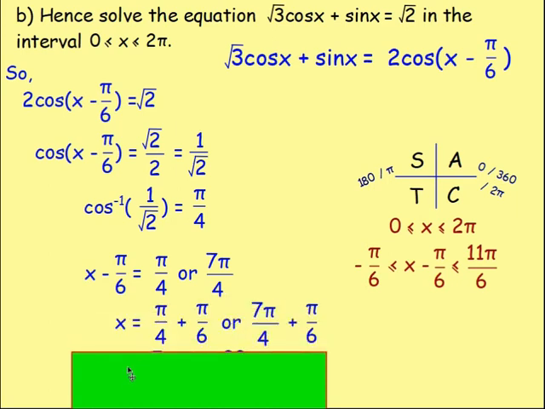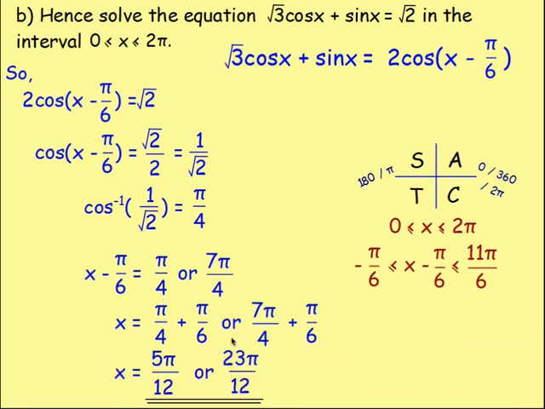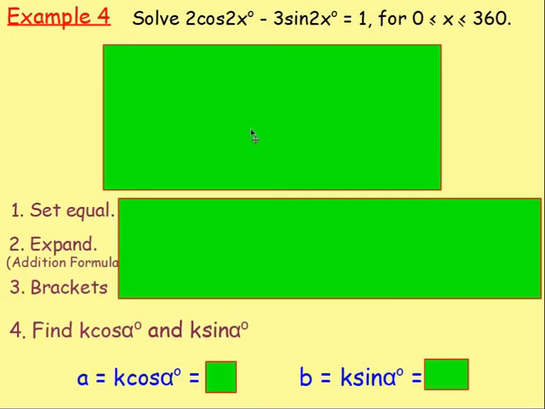From there, to get x, you will add pi over 6 onto both of these values, and you can simplify that. Look for your lowest common denominator, and that will become 5 pi over 12, and then 23 pi over 12. If you're unsure about that, look back to the trig chapter, where you go into it in a little more depth. Example 4. Solve 2 cos 2x minus 3 sin 2x equals 1 for x between 0 and 360 degrees.